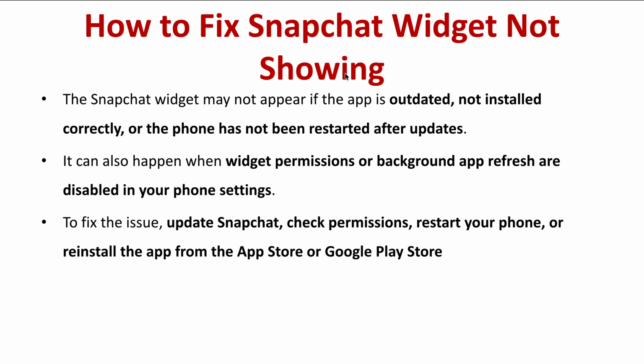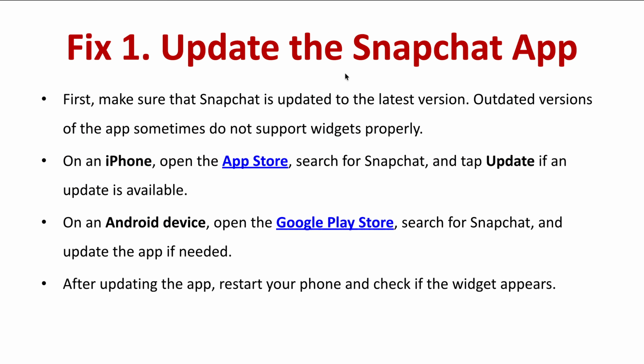To fix this issue, update Snapchat, check permissions, restart your phone or reinstall the app from the App Store or Google Play Store. Fix 1 is update the Snapchat app. First, make sure that Snapchat is updated to the latest version. Outdated versions of the app sometimes do not support the widget properly. On an iPhone, open the App Store, search for Snapchat and tap update if an update is available. On an Android device, open the Google Play Store, search for Snapchat and update the app if needed. After updating the app, restart your phone and check if the widget appears.